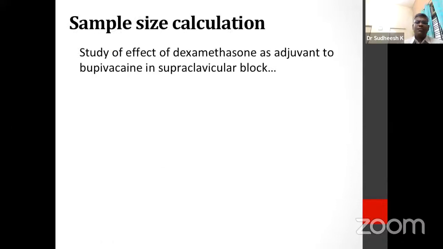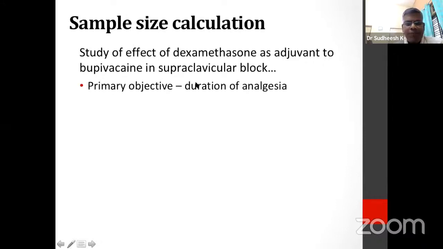So once we have considered all these things, now we'll quickly go through a few examples. Let us start with a simple example: study of the effect of dexamethasone as an adjuvant to bupivacaine in supraclavicular block. As you all know, it's a parallel arm study. Second, here it is an alternate hypothesis, where we feel that dexamethasone is going to improve the duration of analgesia. Therefore, the primary objective will be duration of analgesia.